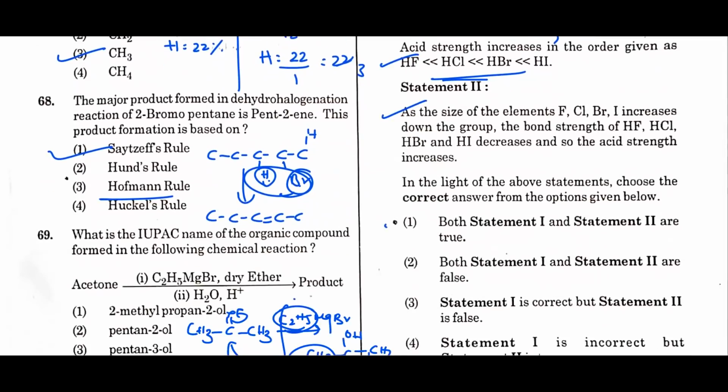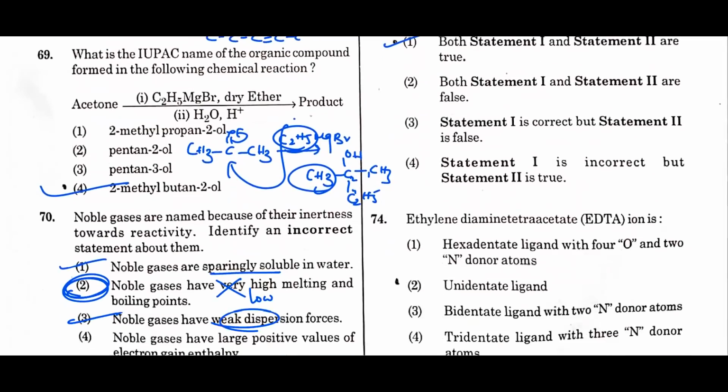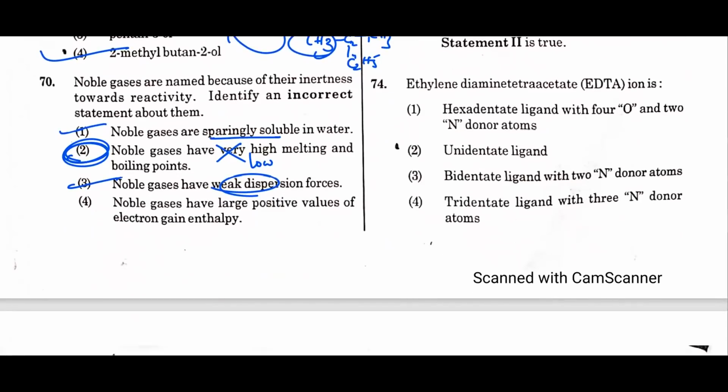So option 1, both statement 1 and statement 2 are correct. And coming to the EDTA, if you observe the structure of ethylene diamine, this is an ethylene diamine. Here 2 hydrogens are replaced by acetate ions like this. If you see the structure of EDTA, this is the structure of EDTA.